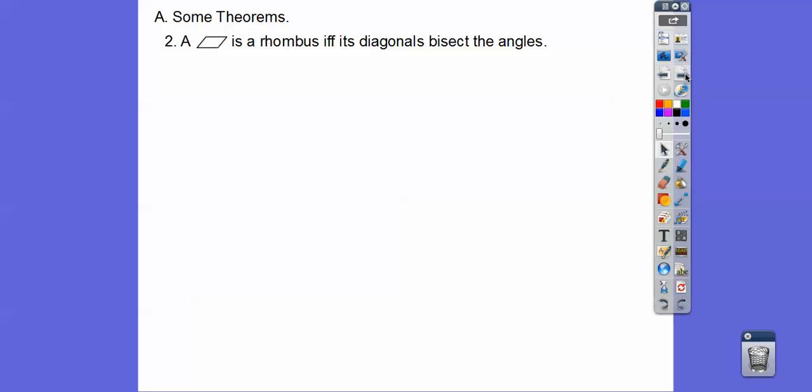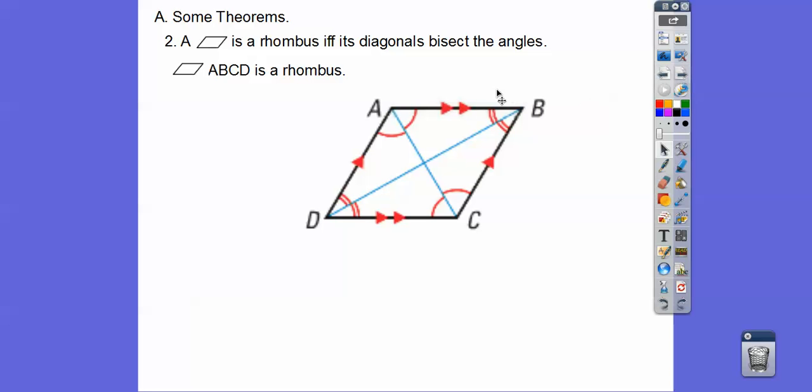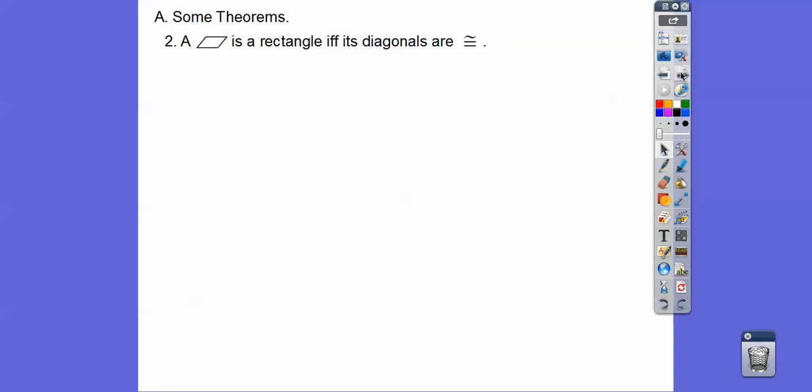A parallelogram is a rhombus if the diagonals bisect the angle. So here's a diagonal that's going to bisect this angle up here. So these two guys are equal, and these two guys are equal. These two guys are equal, and these two guys are equal. And since alternate interior angles are equal, this little guy equals this little guy. This little guy equals this little guy, and so on. This one equals this one, this one equals this one, okay? So diagonals bisect each other. It's a parallelogram. I'm sorry, it's a rhombus, okay?